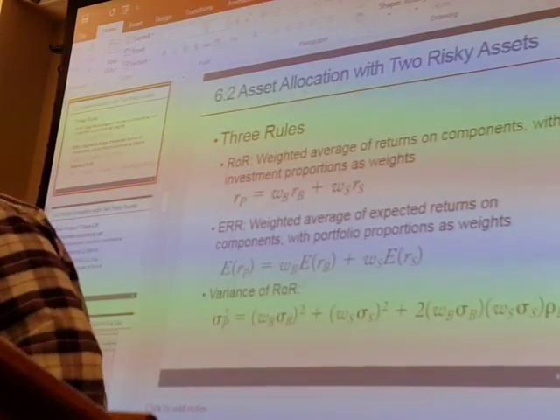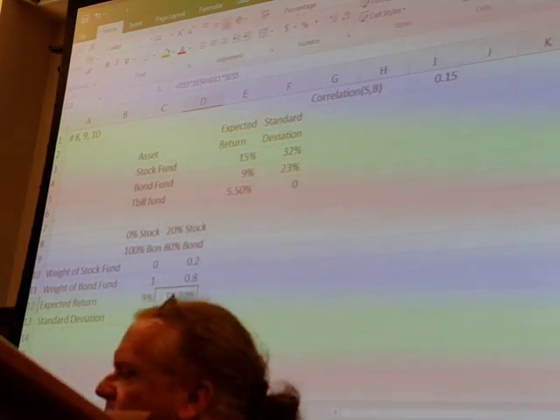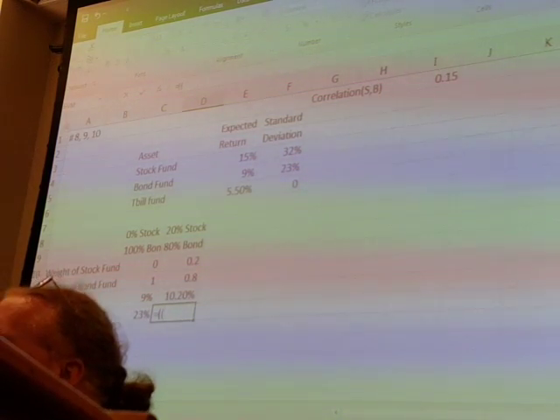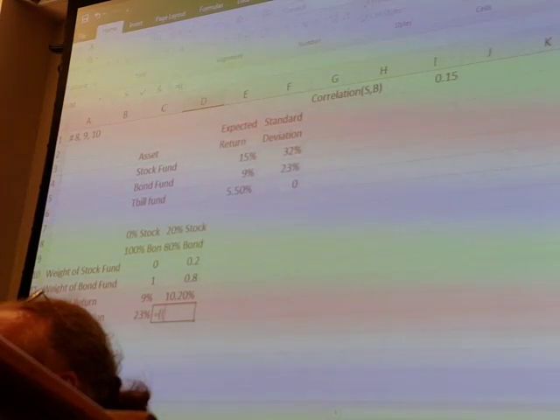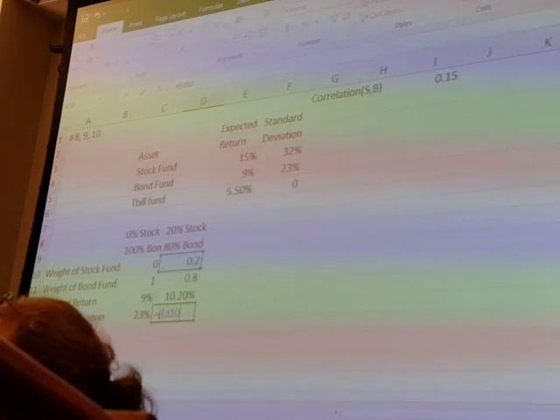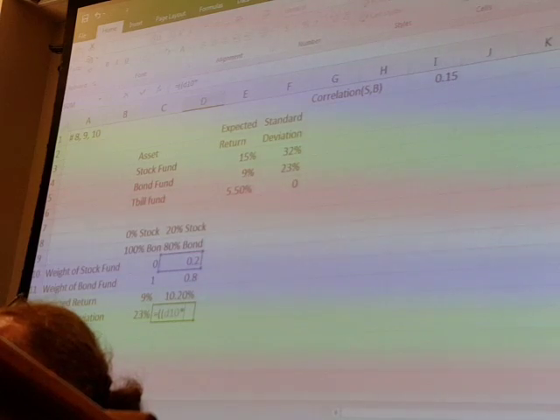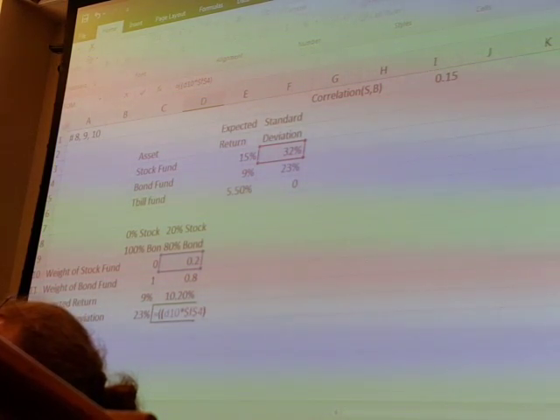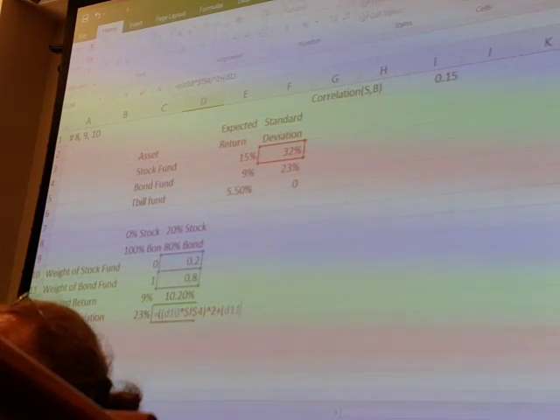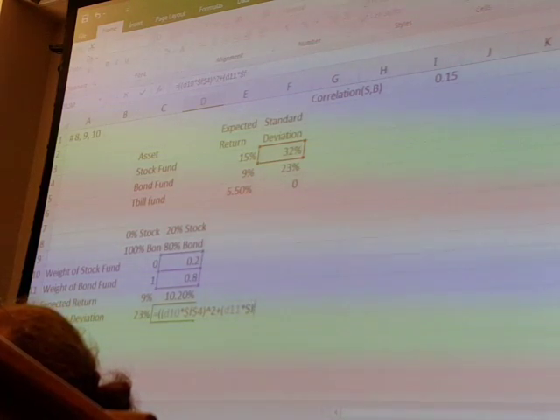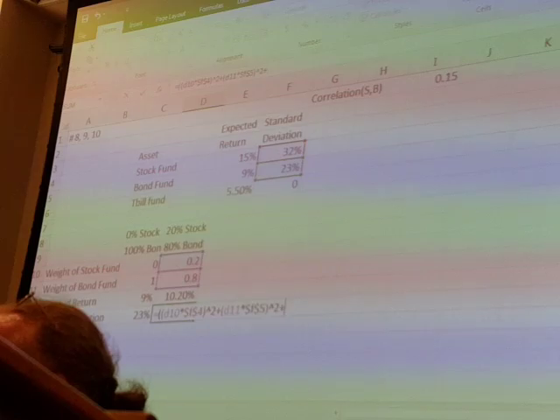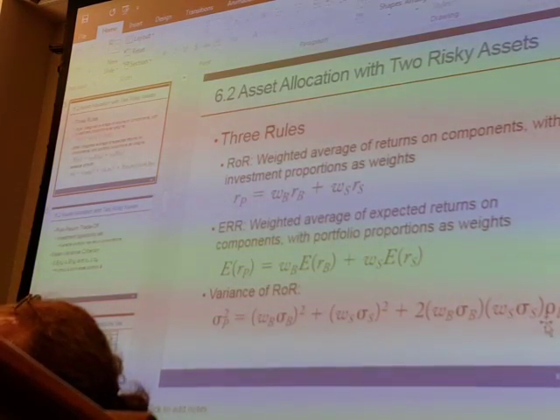Okay, so what I'm going to do, I'm going to put the formula for the variance there and then take the square root. So equals, first term is the weight of the stock fund, D10, times the standard deviation of the stock fund, $F$4, square that, plus the weight of the bond fund, D11 times $F$5, and then plus, then we need this thing, 2 times the weight, and the correlation.